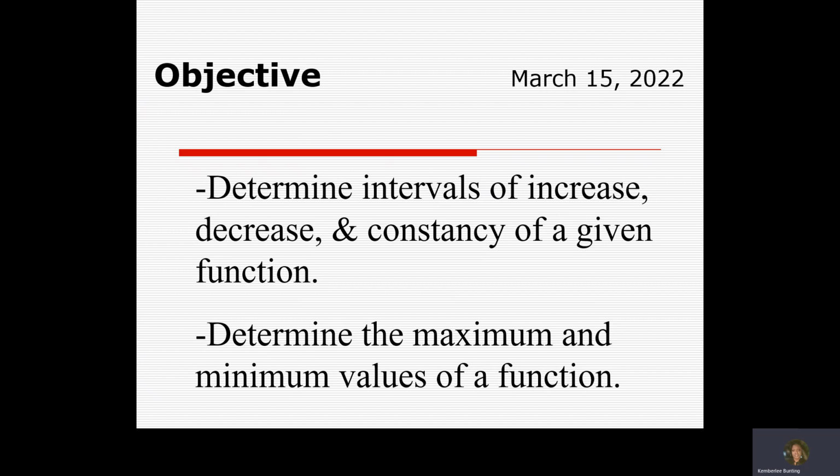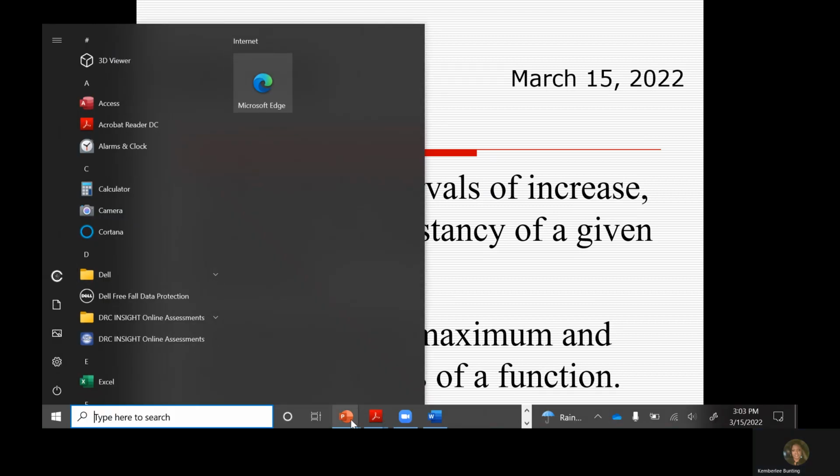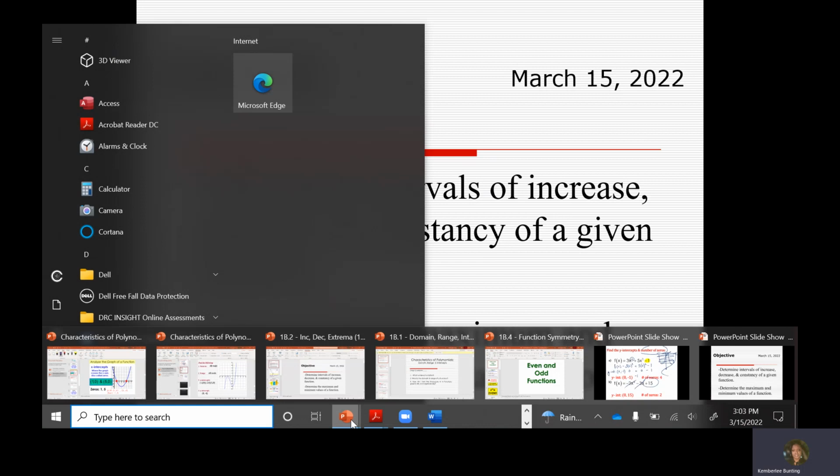Go ahead and commit these objectives to your notebook. Today's date is March 15th, and we will only be fulfilling the first objective, where you're learning how to determine intervals of increase, decrease, and constancy of a given function. Only write that one down, okay? Just the first one. Have you written this down? Hurry up.